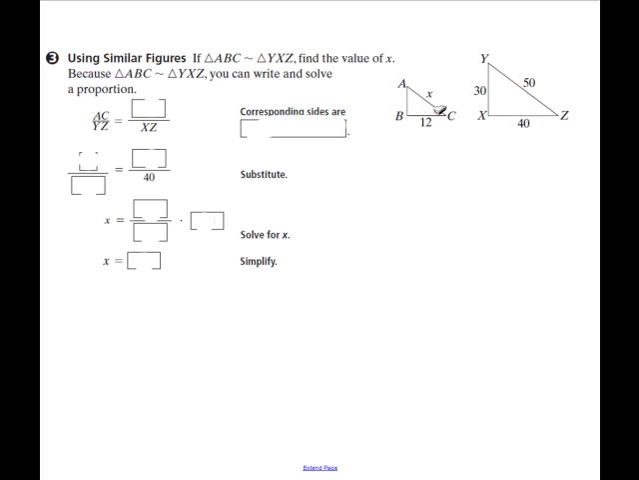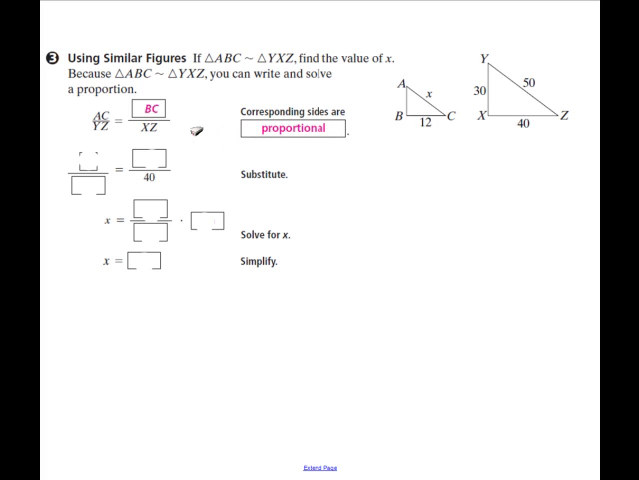So AC, we can tell from the similarity statement, is going to correspond to YZ. So we can say AC over YZ. And then we just want to pick the corresponding sides that are left that have values for them. If we were to pick AB for the other side of this, well, there's no value for AB, so we'd introduce another variable. But if we choose BC and XZ, then there's values for both of those sides, so that would be the better of the two, right?